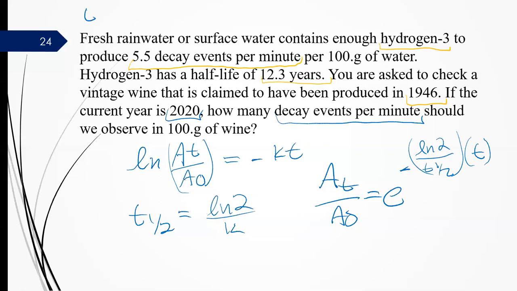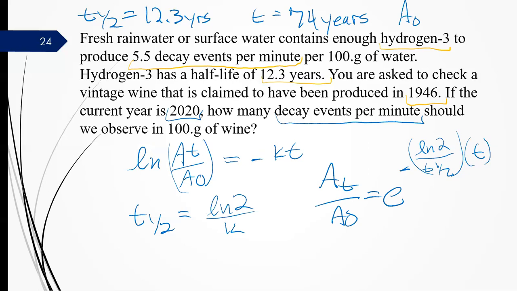Now, our half-life value, what should it be? 12.3. So it should just be 12.3 for our half-life. Very good. What is going to be our amount of time? 74 years. What should our A naught be? 100 grams.